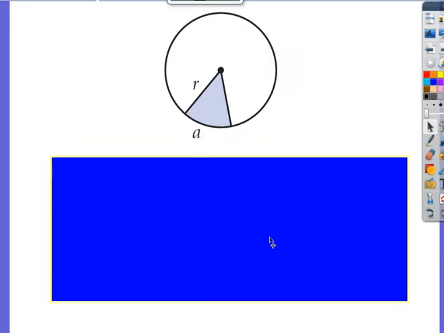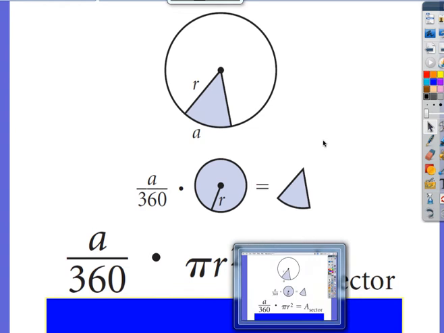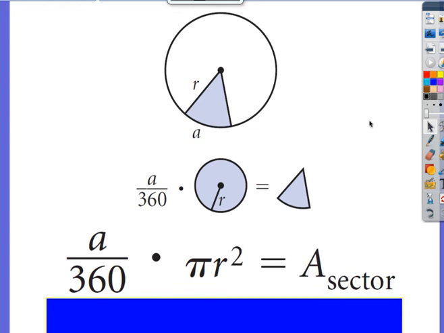Now we have finding the sectors of a circle. This is a big part of what we're trying to learn today. And what you do is you do A over 360 times the area of the entire circle equals the area of the sector. And the reason that works is because A stands for the degrees of the circle. The little a is the degrees of the circle. So we're doing the same thing we've done to find the length of an arc. But this is the area of the sector. The degrees divided by 360 times pi r squared equals the area of the sector.